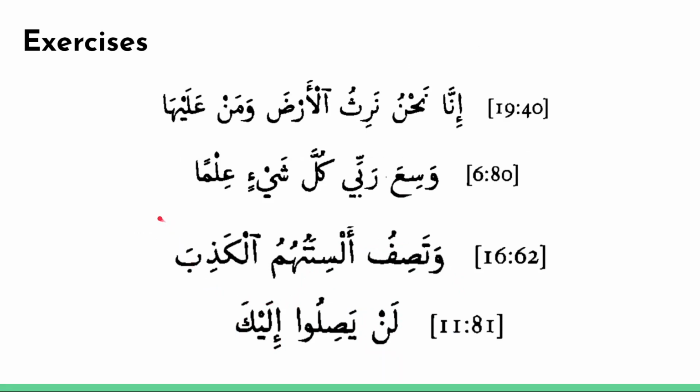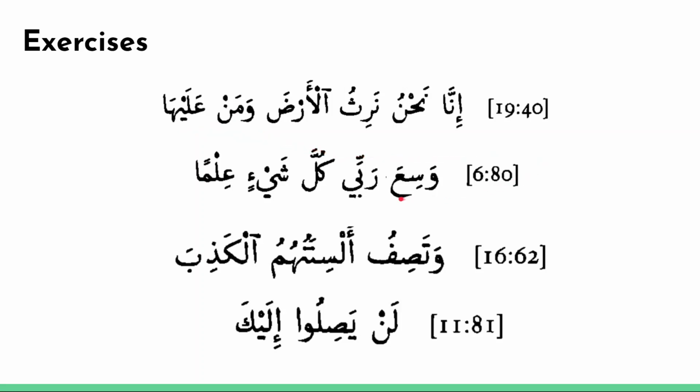Alright, so we will end with some exercises. And as we do these exercises, I want you to be on the lookout for words that could potentially be verbs that begin with the letter waw or ya. So let's take a look at an example here. Inna nahnu narithu al-arda wa man 'alayha. So narithu is the present tense version of waritha. So you'll notice here it's the noon beginning. So that means we inherit. So indeed we inherit the earth and whoever is on it.